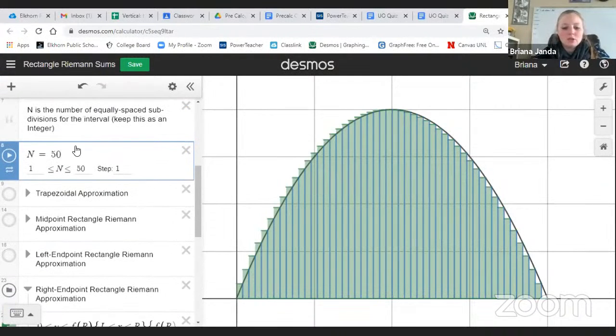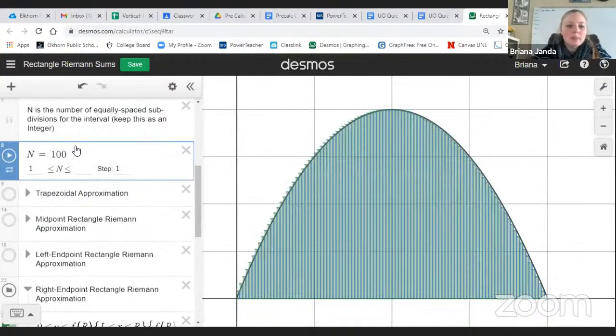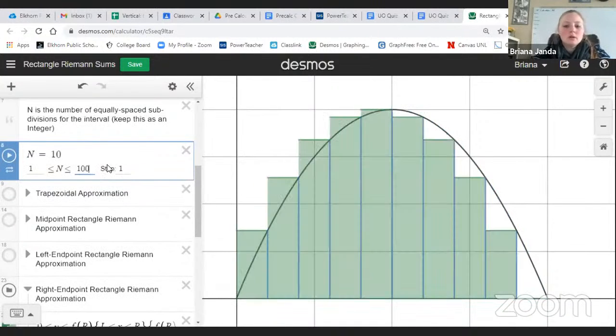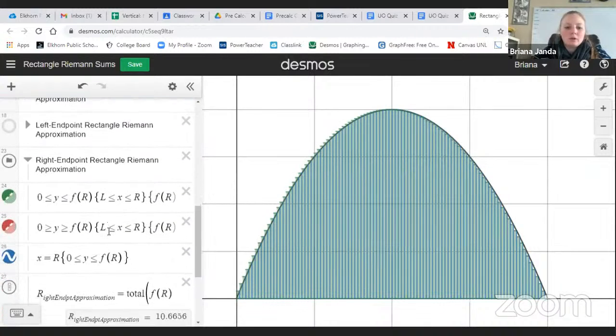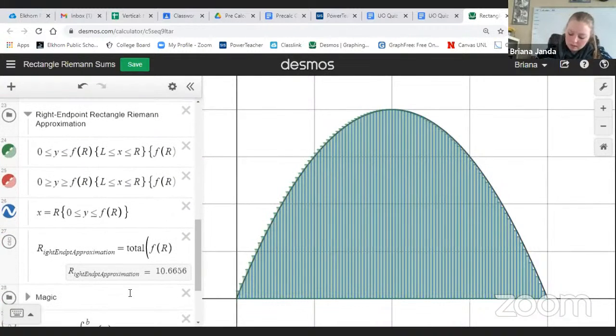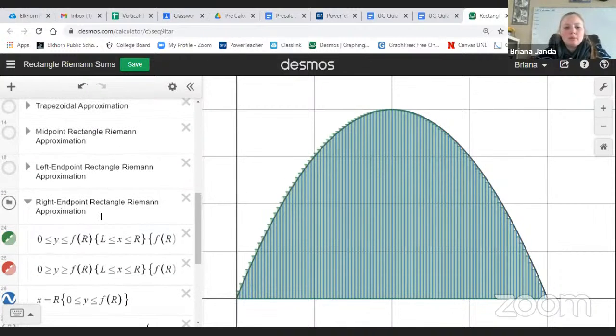Okay, then the next thing I asked you to do was for 100. And you can see even more, it's starting to look even more like our curve here. And as we scroll down, they added up all 100 of those little areas and got 10.6656. And so what I'm basically showing you, and it's a nice visual for you to be able to see, is that the more rectangles we have, the better the approximation.